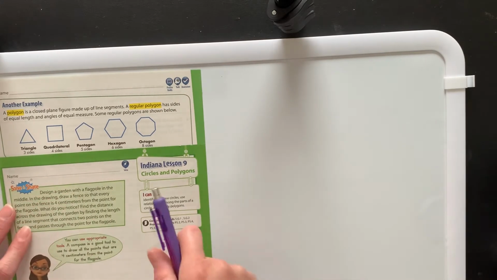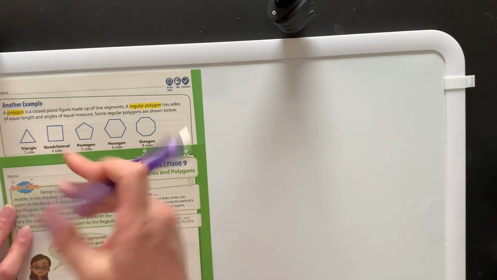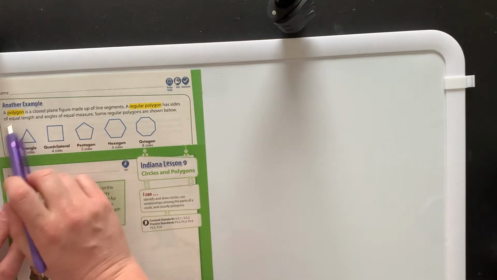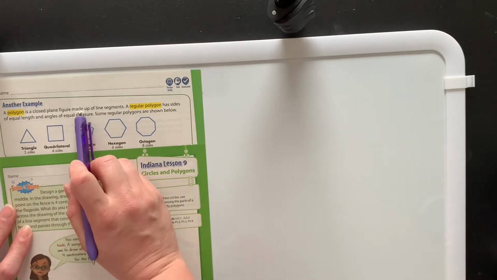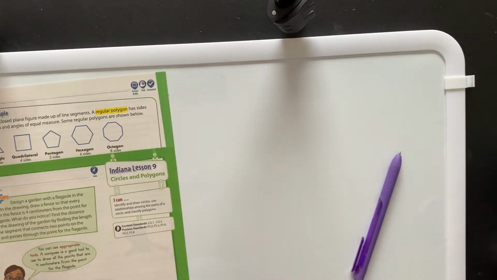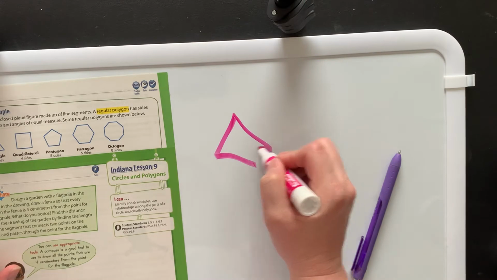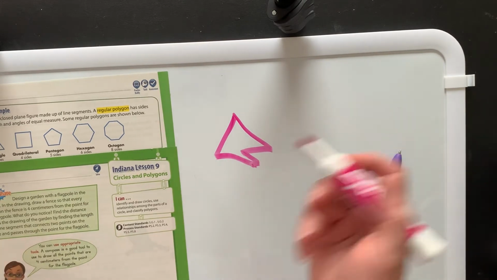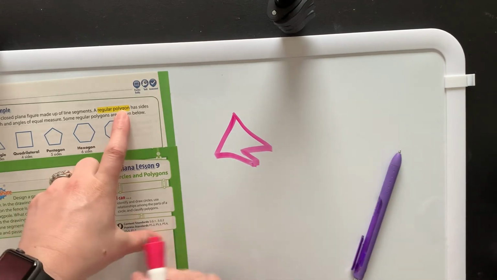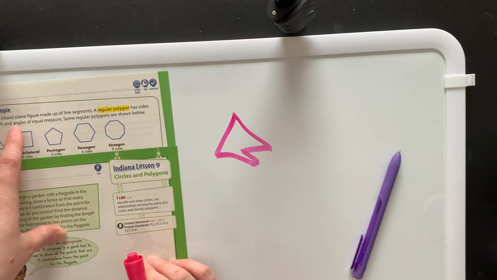This is a lesson about circles and polygons, and we're going to start off by talking about what a polygon is. A polygon is a closed plane figure made up of line segments. Any shape that you can make, that's a polygon. A regular polygon has sides with equal length and equal angles.